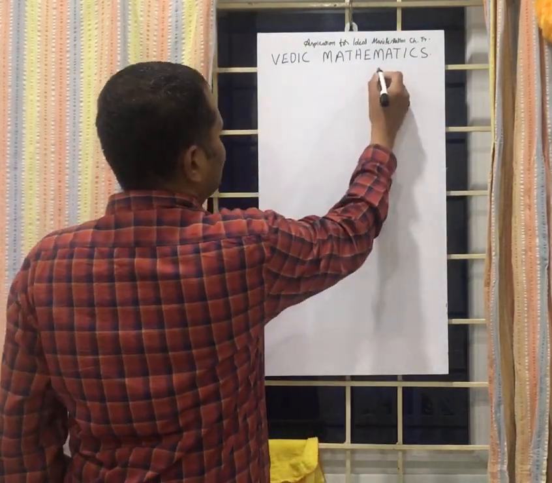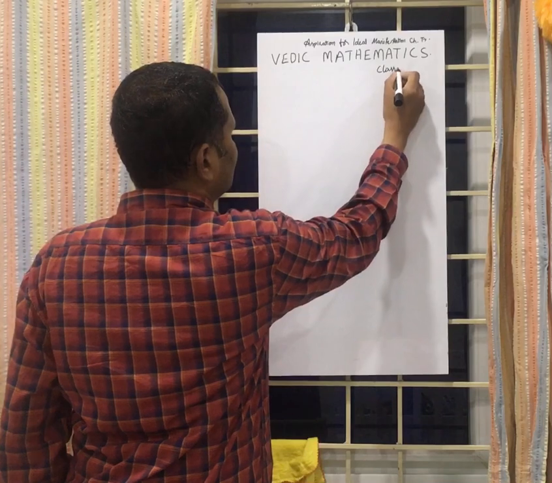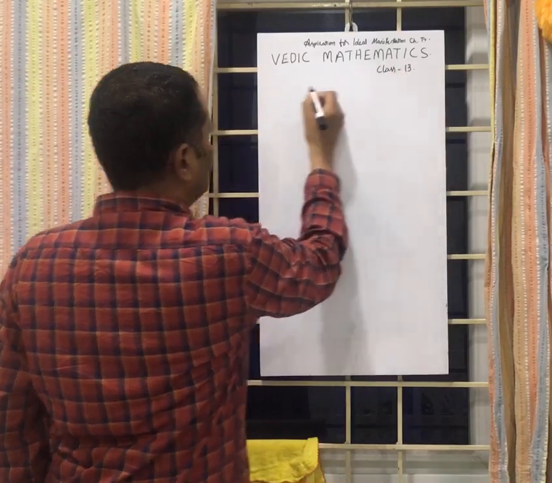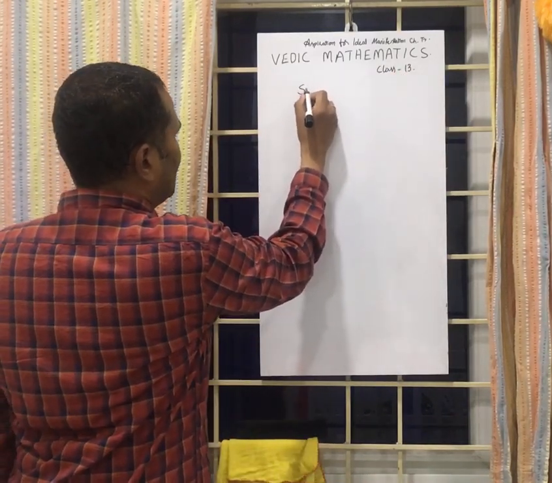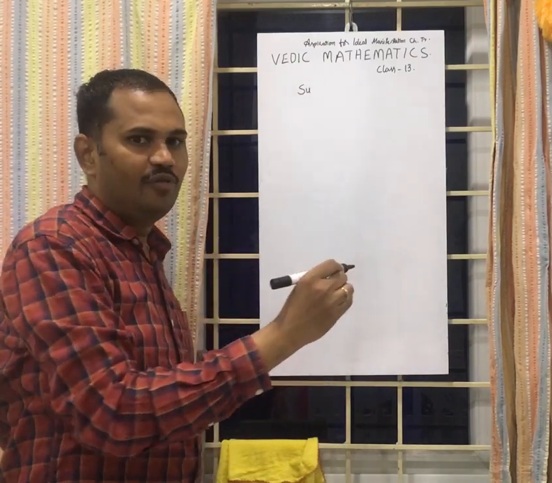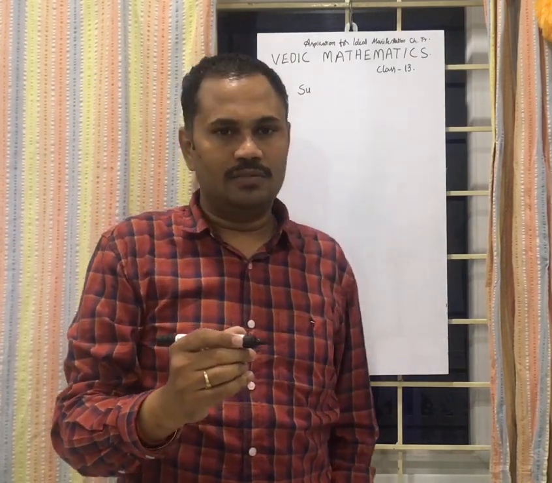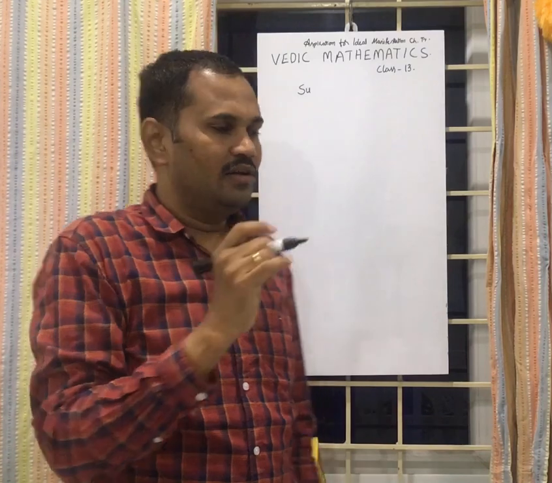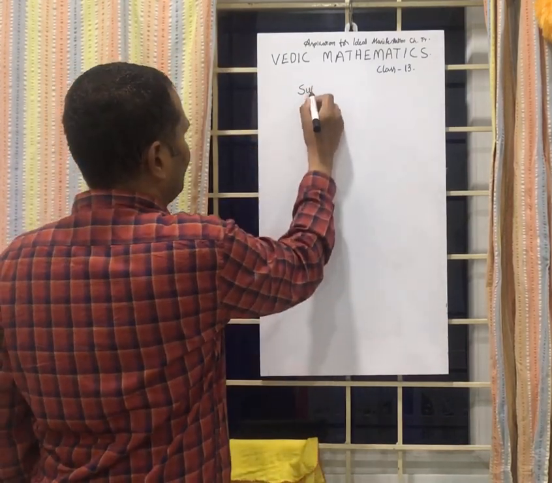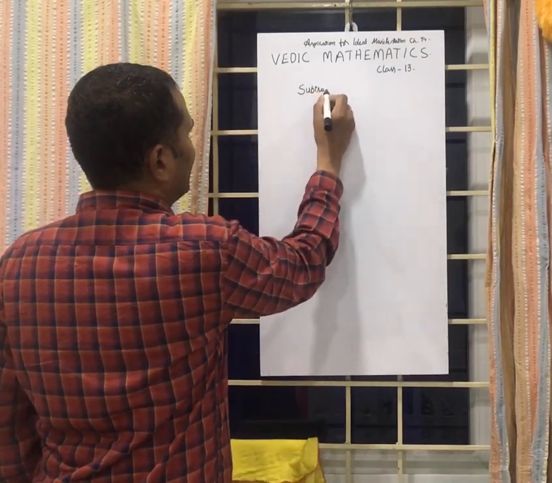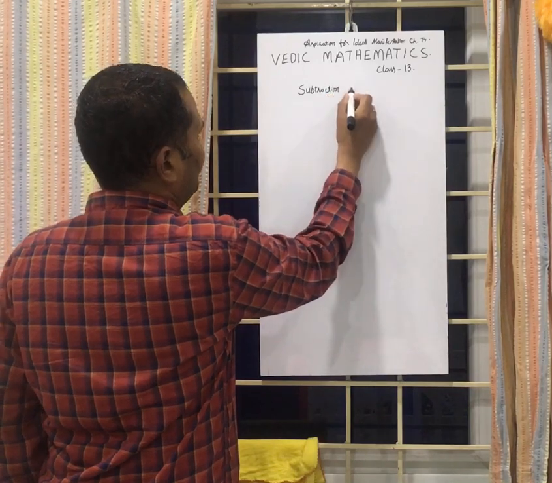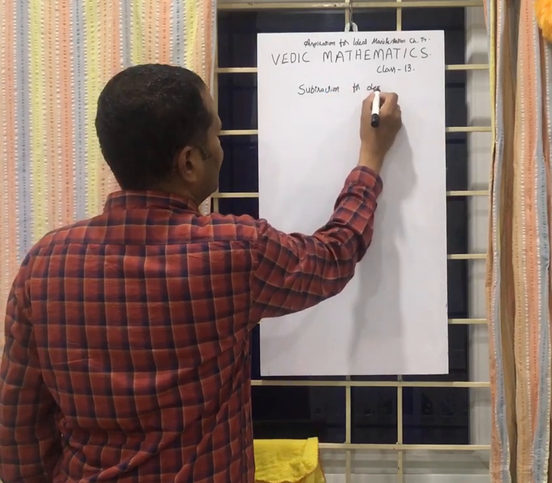So this class is 13. This is class number 13. So what are we doing today? Last class we did the subtraction, but we did not have the dot, meaning decimals. Now we are going to do subtraction for decimal numbers.